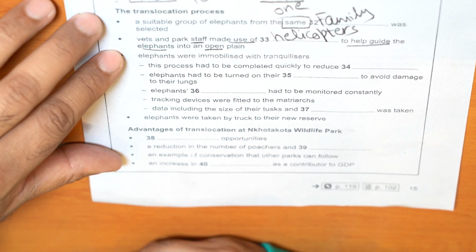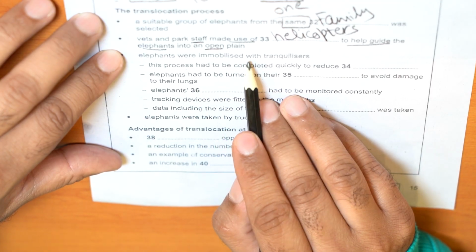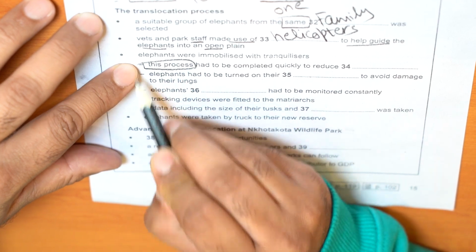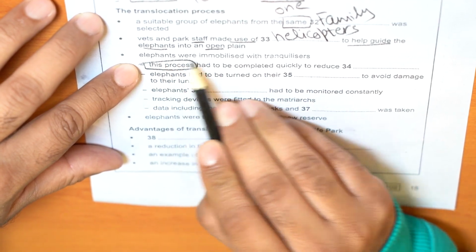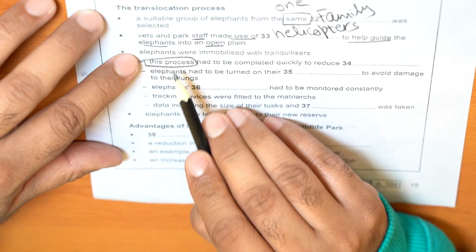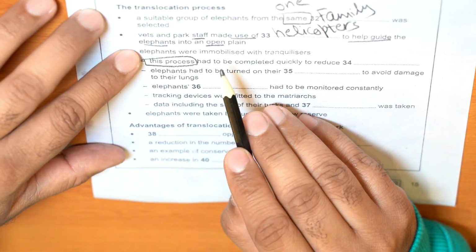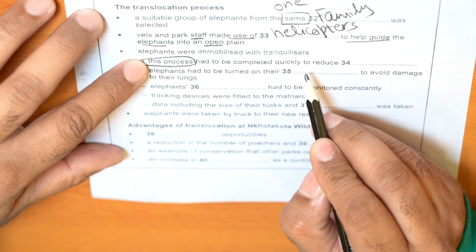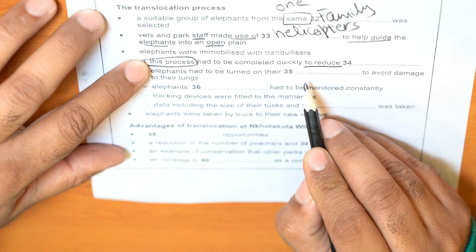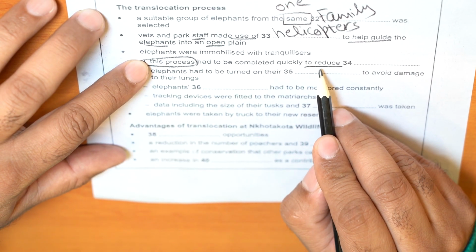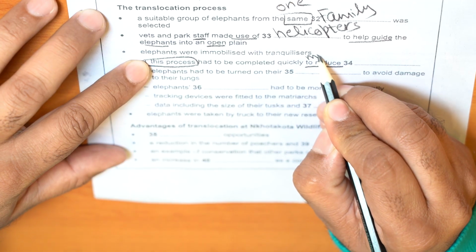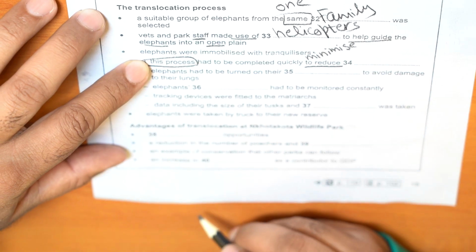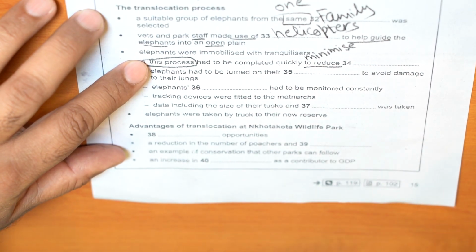Okay. Let's go on. Elephants were immobilized with tranquilizers. Okay. This process means the process of making the elephants immobilized with tranquilizers. Okay, so this process had to be completed quickly to reduce something. Now, answer will come after the synonym of to reduce, and for to reduce, they commonly use the word minimize. Okay, so let's see what do they say after minimize, and that will be your right answer.